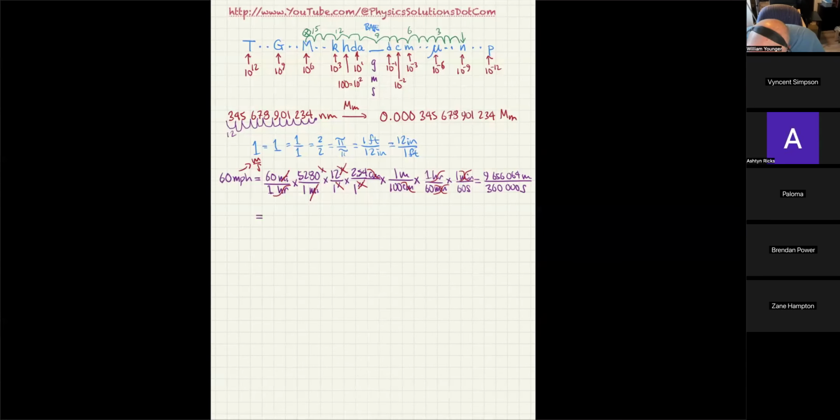So I'm going to take the 9,656,064 and divide that by 360,000 and hit enter, and that gives me 26.8224 meters per second. Now, that's way more sig figs than I put in. I only put 2 sig figs in, but that is the actual answer.